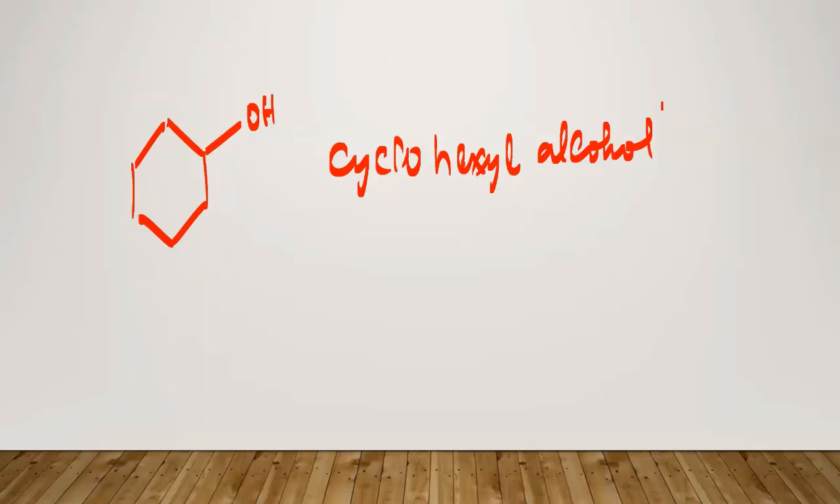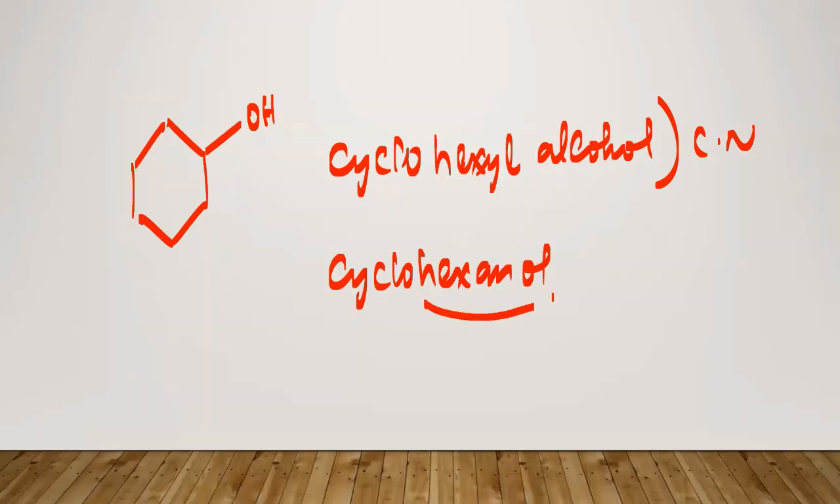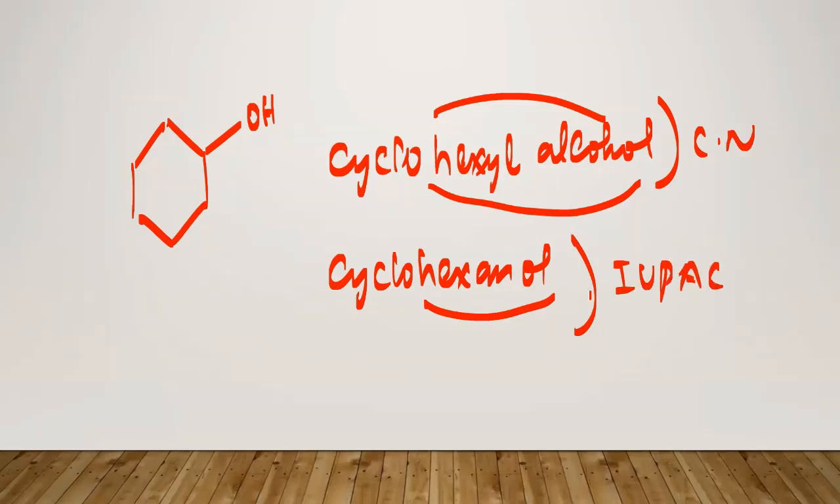So this will be the common name of this molecule. Common name is cyclohexyl alcohol. What will be the IUPAC name? IUPAC name will be cyclohexanol. Hexanol means alkanol, and hexyl alcohol means alkyl alcohol. So common name, and this is your IUPAC name of this molecule.